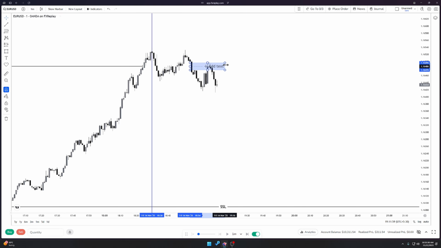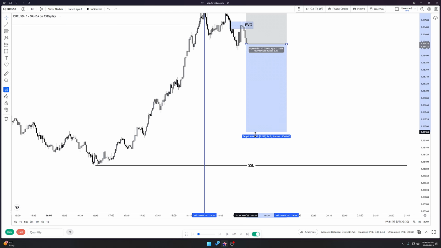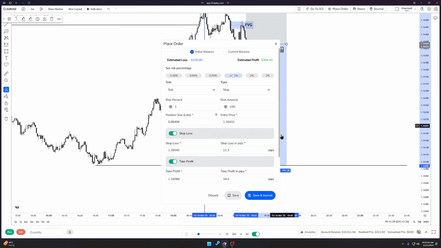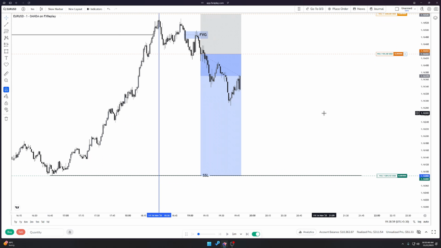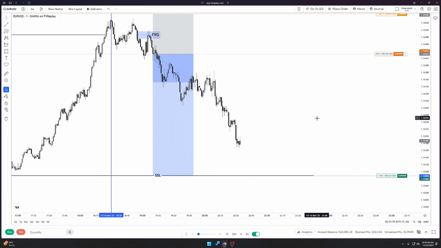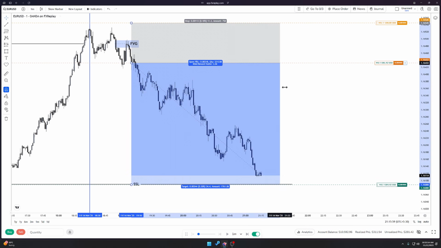Here you can see a fair value gap that gets respected, and then price forms a change in state of delivery. So we take a short entry, place our stop above the gap, and target the sell side liquidity. The market instantly starts moving downward and hits our target cleanly.